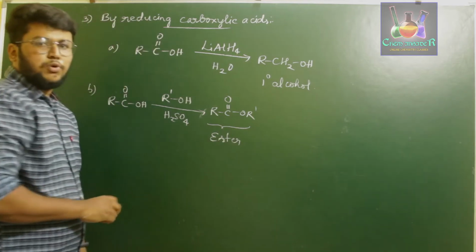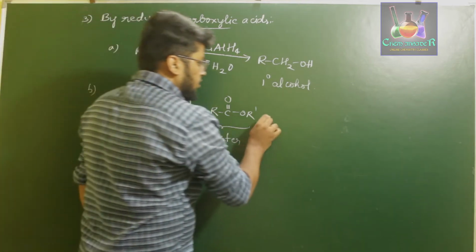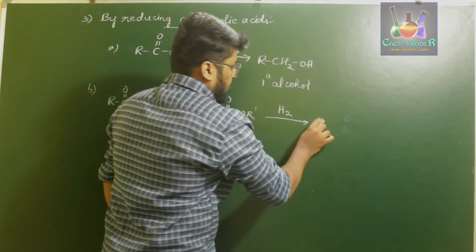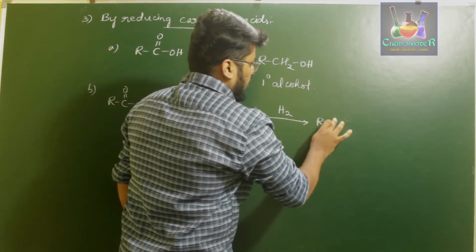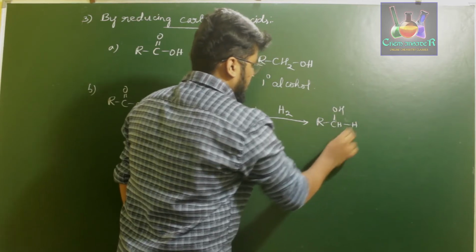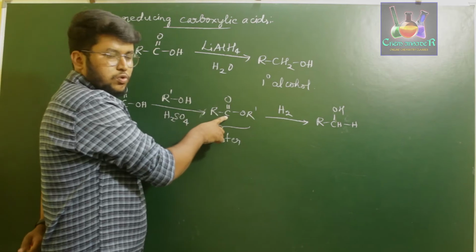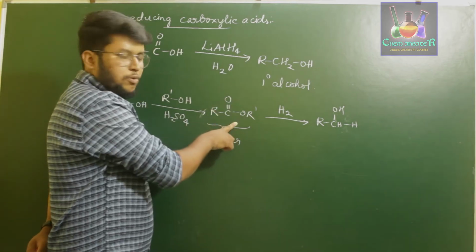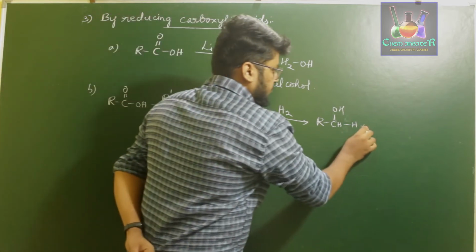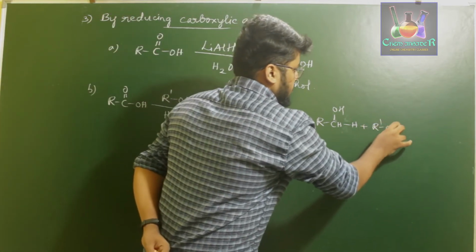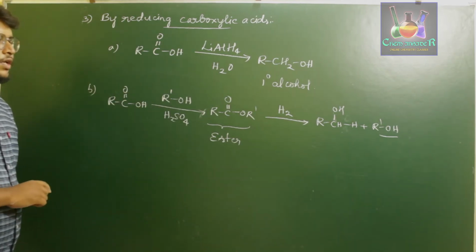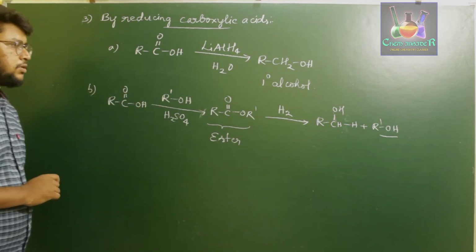So this ester molecule on hydrogenation gives us alcohol, RCH2OH. It provides hydrogen for those carbons, and further it breaks the bond between oxygen and OR prime and forms R prime OH, which is what we used in the first place. Okay, so this is how we can prepare alcohol from carboxylic acids.